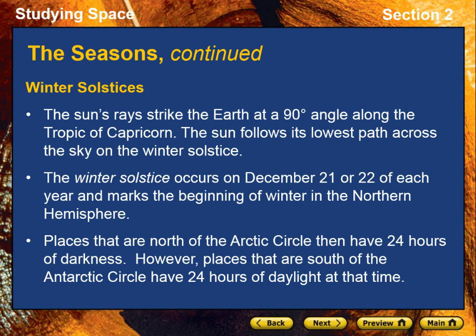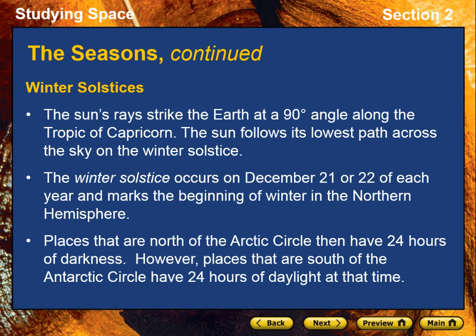Winter solstices. By December, the North Pole is tilted to the farthest point away from the Sun. On December 21st or 22nd, the Sun's rays strike Earth at a 90-degree angle along the Tropic of Capricorn, which is located at 23.5 degrees south latitude. This day is called the Winter Solstice. It marks the beginning of winter in the Northern Hemisphere.